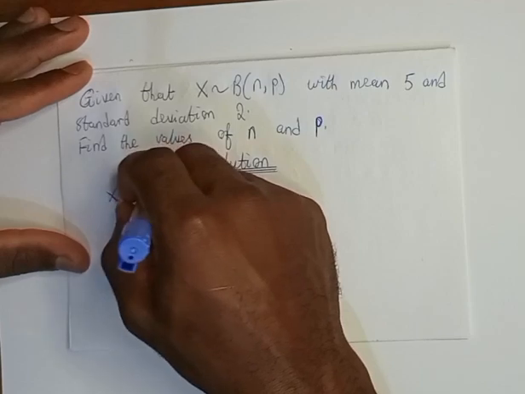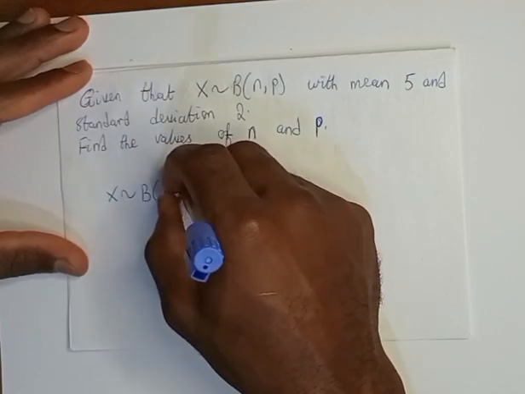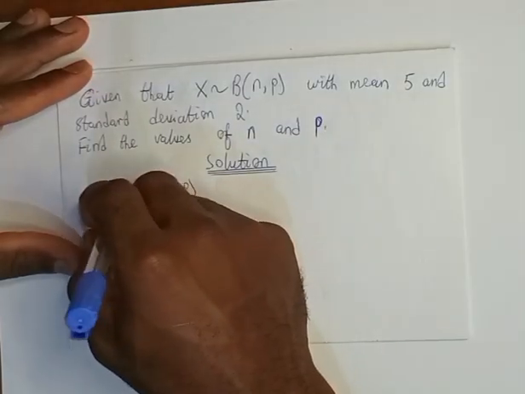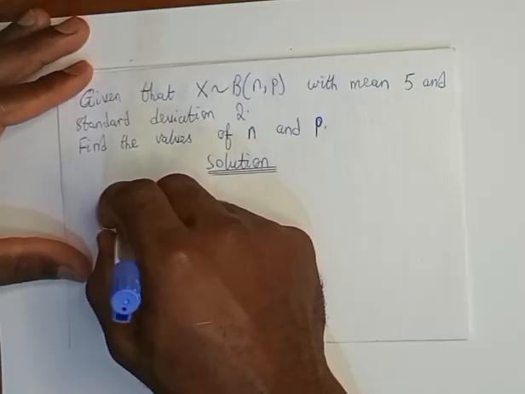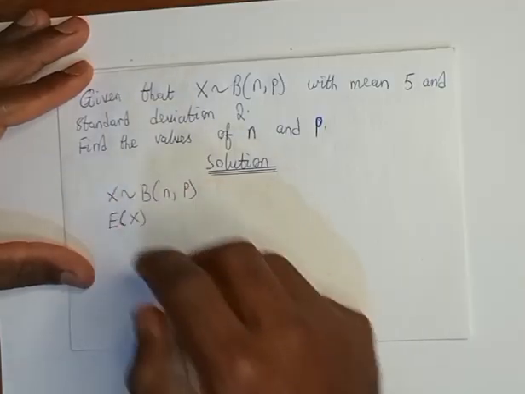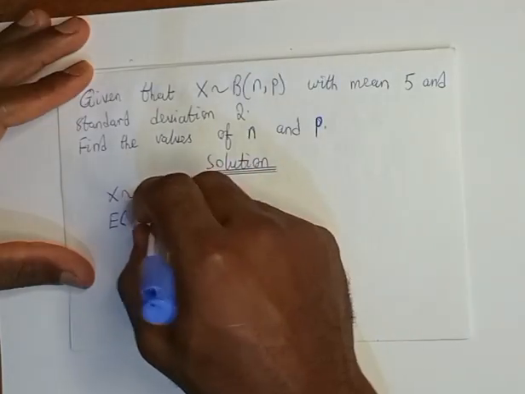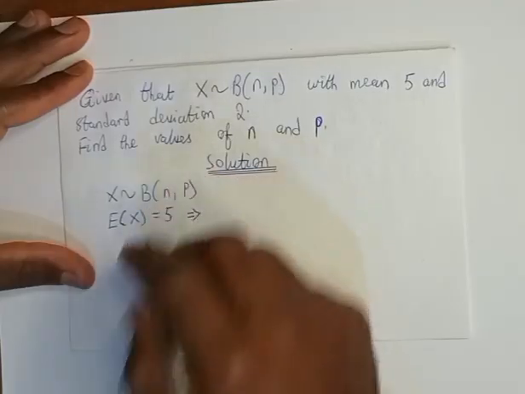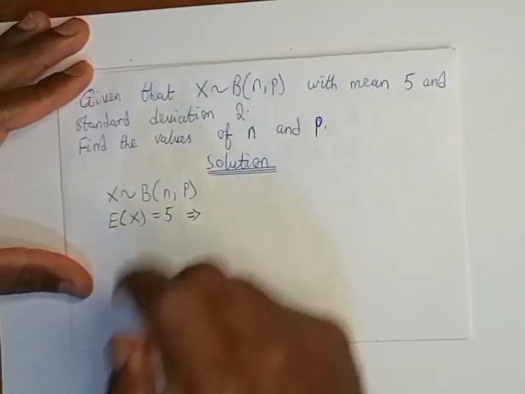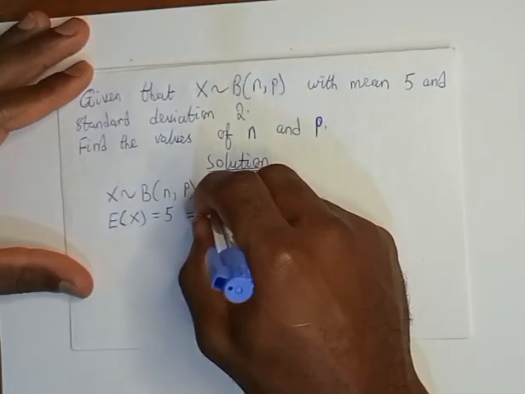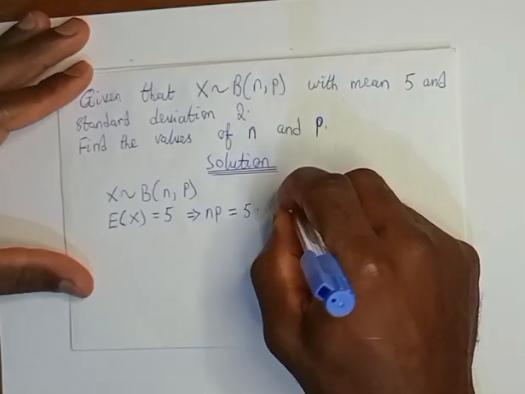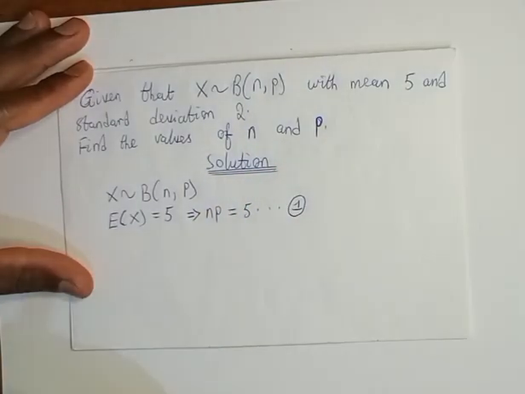X follows a binomial distribution with n trials and probability of success p. The expectation of X, which is the mean, is simply equal to 5. This implies that, since we know the mean of the binomial distribution is given by np, np is equal to 5. We call this equation 1.